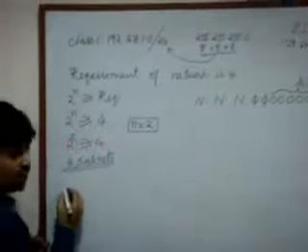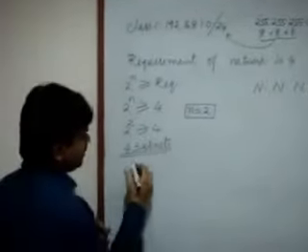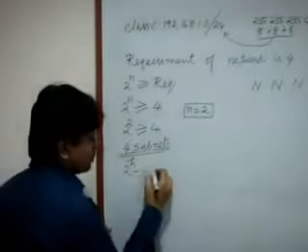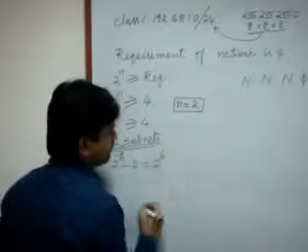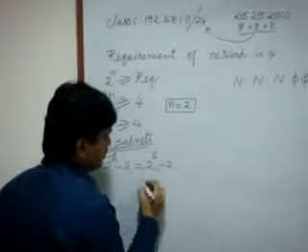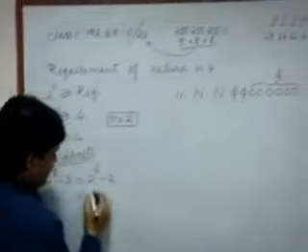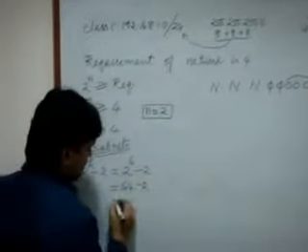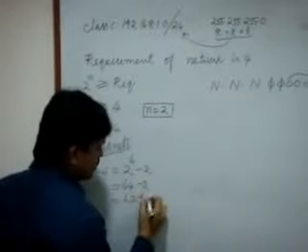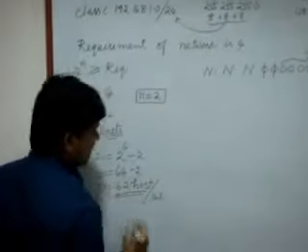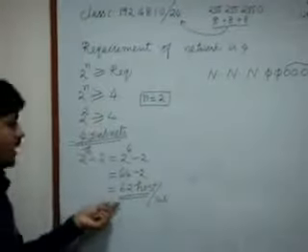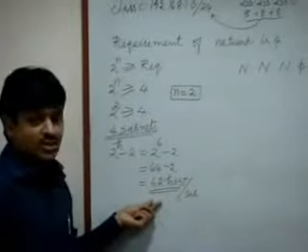Now I have to calculate the number of hosts on each subnet. The formula is 2 power h minus 2. How many host bits? 6 host bits. 2 power 6 is 64, minus 2, that is 62 hosts per subnet. Now we got 4 subnets and on each subnet we have 62 hosts.